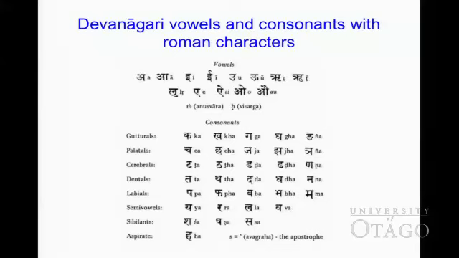In this chart, you see the whole of the consonants and vowels together in Devanagari, together with Roman characters. You see the first start from a, aa, i, ii, u, uu, ri, rii, and so on, that we will study from now little by little until you can memorize all of these characters of the Devanagari alphabet.